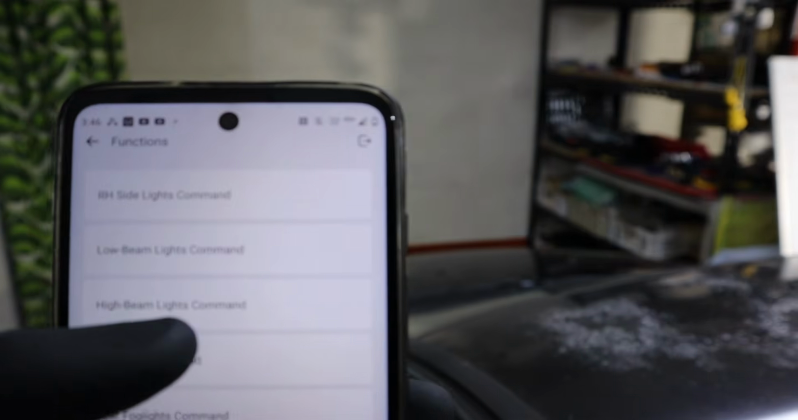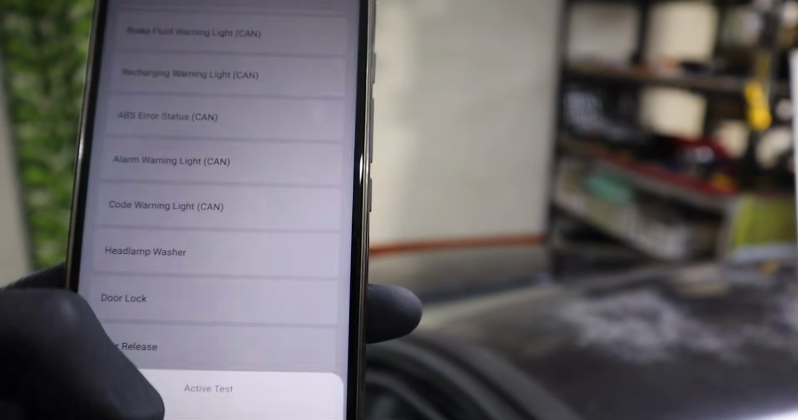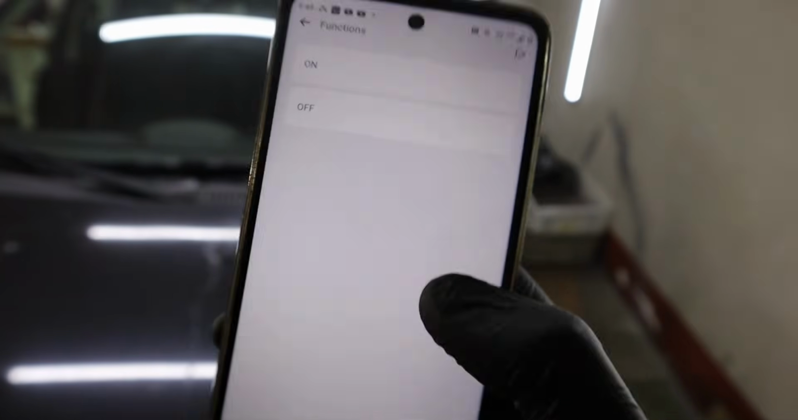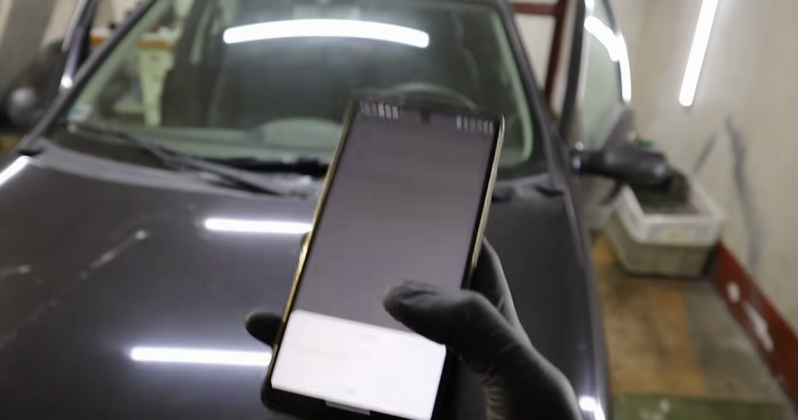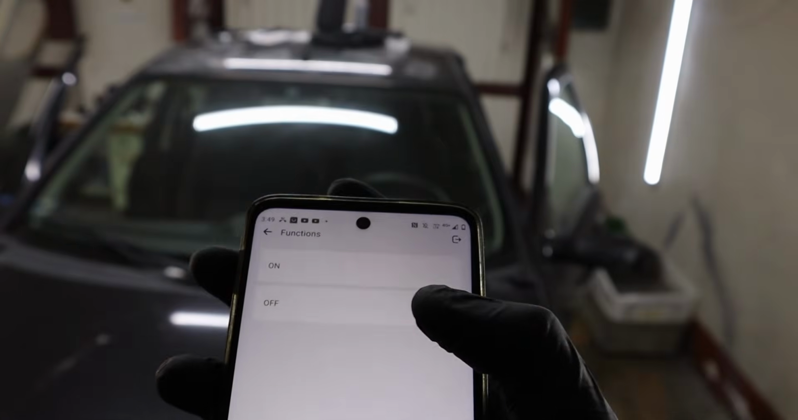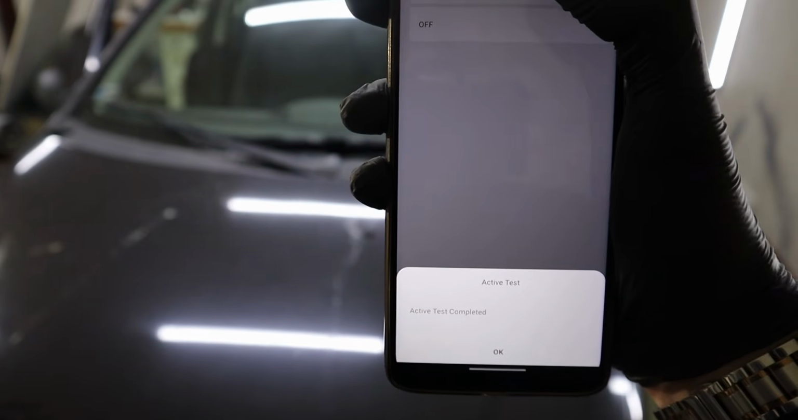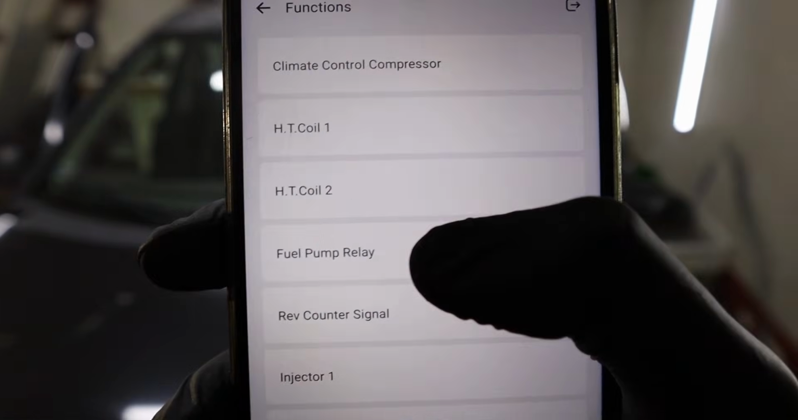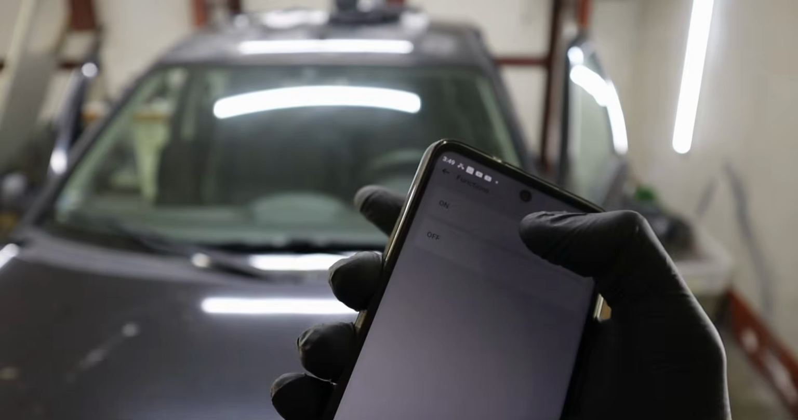or high beam lights. We can also do door lock. I can test my fuel injectors. I can hear it clicking, so I know it works. This was injector number 1. You get a bunch of other tests. Engine cooling fan. You can test the fuel pump relay. See, I can hear that my fuel pump is working.